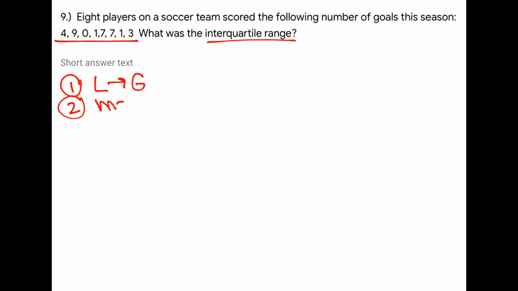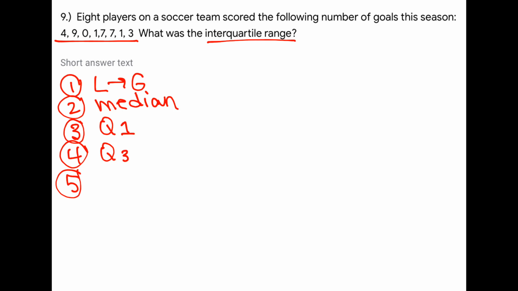Step 2 is to find the median, which you've already done. Step 3 is to find your Q1, which you did 2 problems ago. That is the lower quartile. Step 4 is to find your Q3, which you just did in your last problem. So in order to find your IQR, which is your interquartile range, you are taking your Q3 minus your Q1.